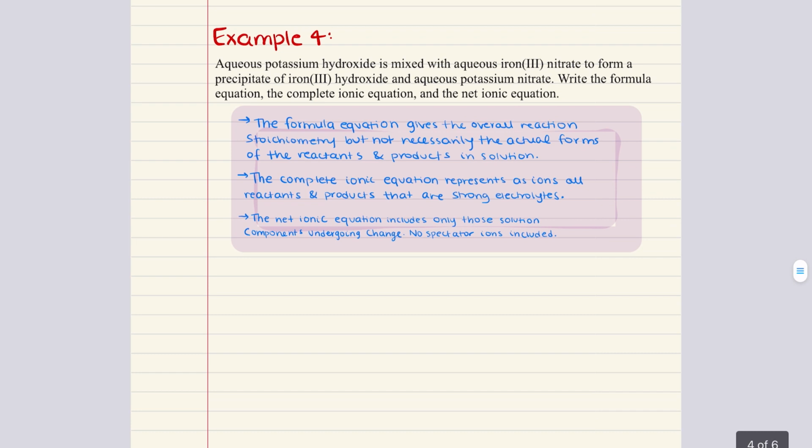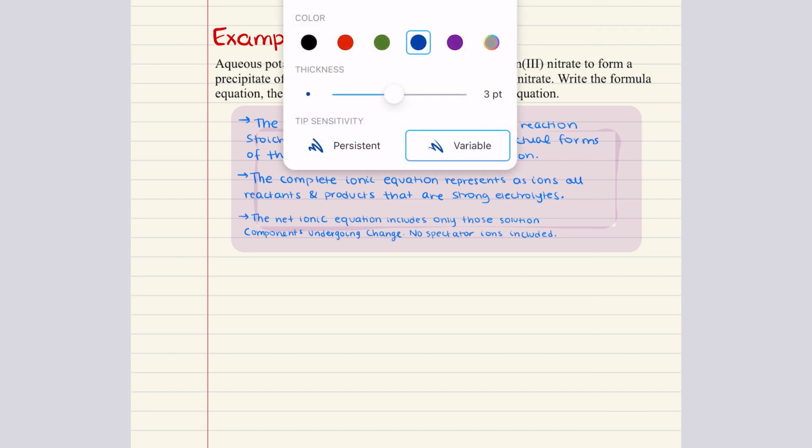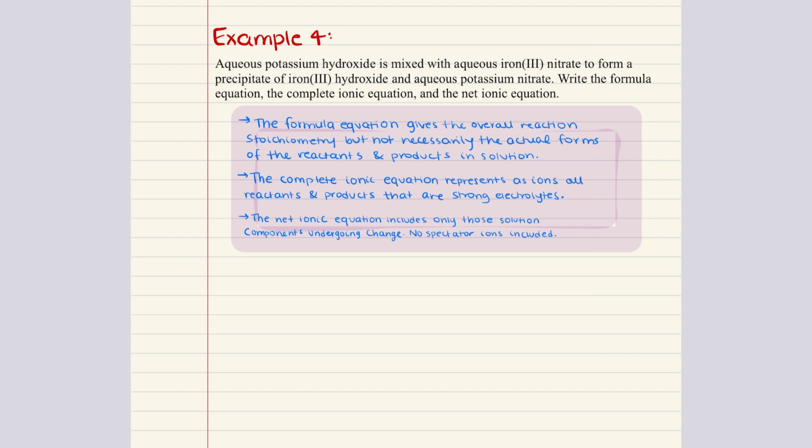Example 4 says aqueous potassium hydroxide is mixed with aqueous iron 3 nitrate to form a precipitate of iron 3 hydroxide and aqueous potassium nitrate. Write the formula equation, the complete ionic equation, and the net ionic equation. So we already wrote this reaction. One thing that we didn't do is balance it. So I'm going to write the balanced form. We covered balancing chemical equations in the previous chapter. So if you want a challenge or a reminder, pause the video, attempt to balance the equation, and then unpause the video. And now I'm going to write the formula equation in its balanced form.